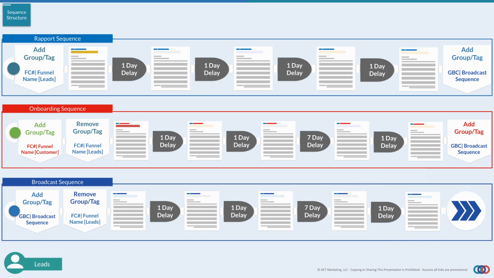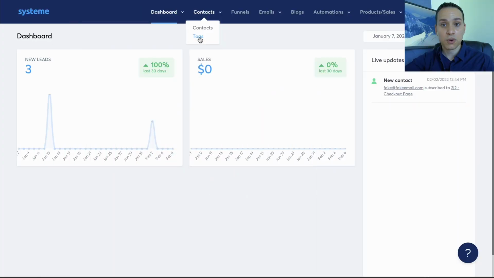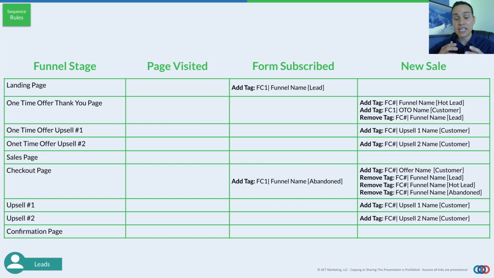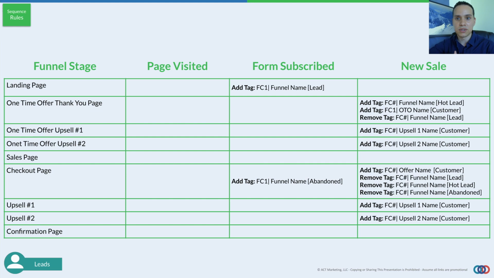For time purposes, because this has been long enough, let's jump back over to systemi.io and actually start building out your automations. So before we get into all the tags you're looking at here, here's a quick diagram of the tags I recommend setting up and how they should be triggered across your funnel. So I'll link up in the description, of course, to our sales funnel playbook that has all of these clearly laid out for you, so you don't have to worry about memorizing them right now. But this is the structure that we're going to use for all of our tags.